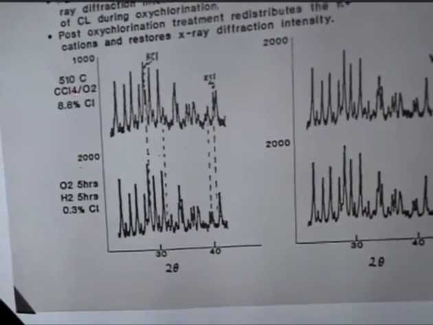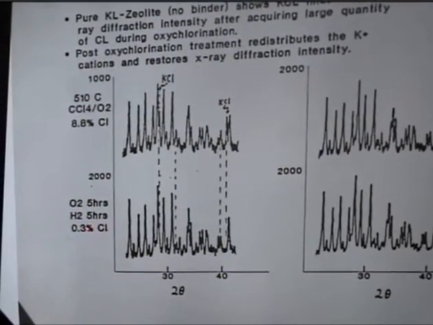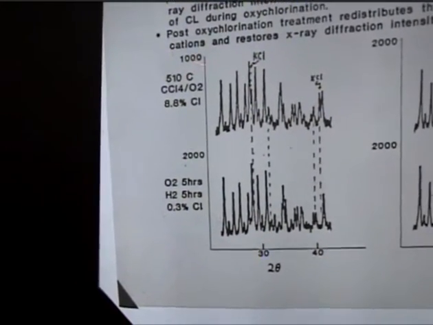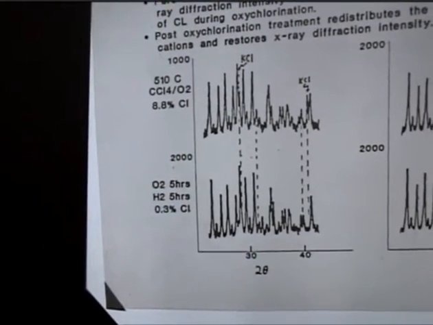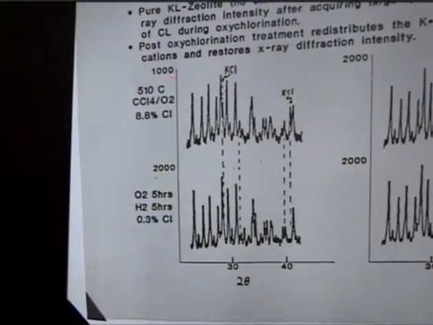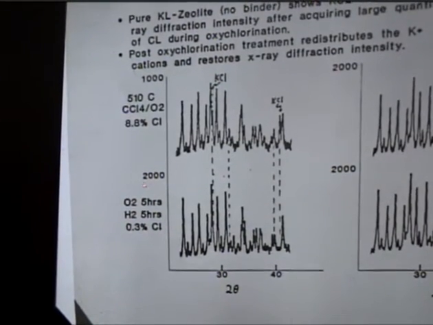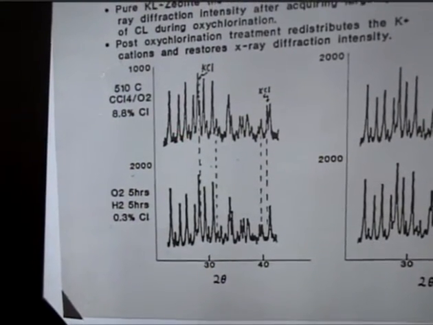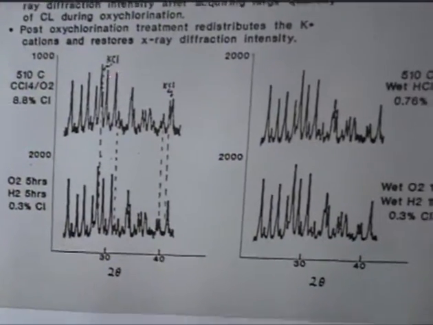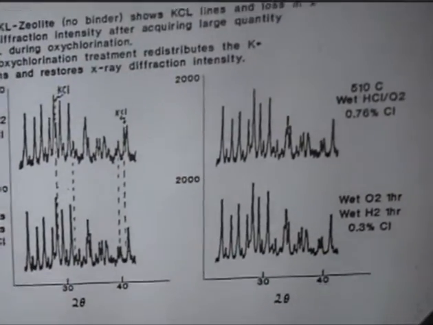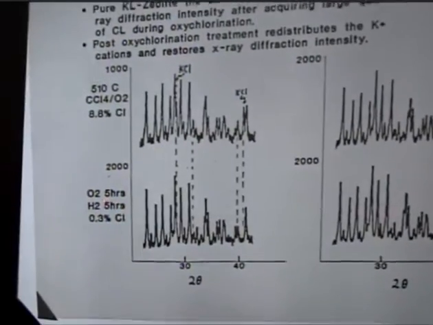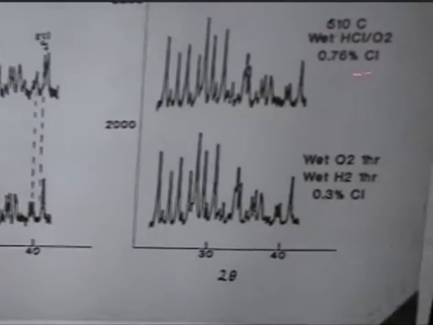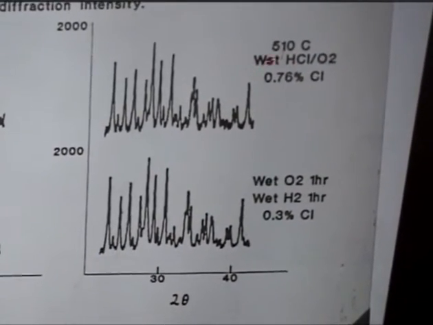Now, after this oxychlorination, if you go in with oxygen and hydrogen, 5 hours, the chloride drops to 0.3% from 8.8, and you eliminate the KCl line. But also, more important is, you can see this intensity. X-ray intensity after oxychlorination with the carbon tetrachloride is 1,000 for this scale. After we post-treat it, it's 2,000. So in here, your X-ray intensity dropped a lot, half of it, reduced by 50%, once you oxychlorinate it, because you remove potassium from the ion exchange site, and also you're taking oxygen out of the lattice. And when you do this, you will replenish the oxygen and also put potassium back to the ion exchange site.